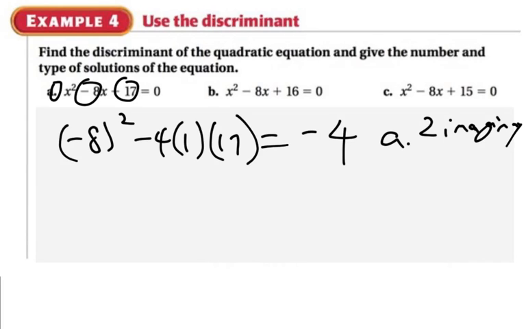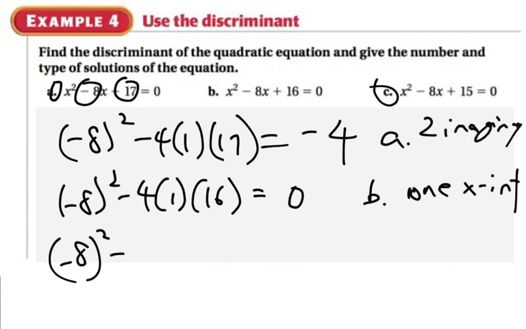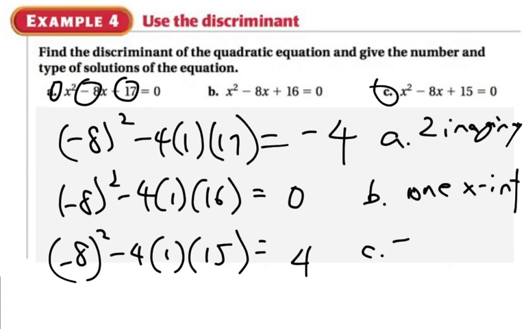Okay, number 2, you also have b squared minus 4ac, which gives you exactly 0, which means it has 1 x-intercept, or 1 solution. And then for c, you have b squared minus 4ac, which is equal to 4, which means there are 2 real solutions.